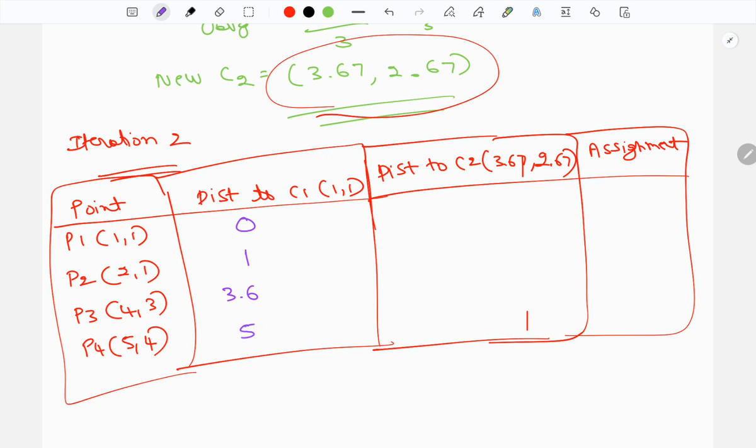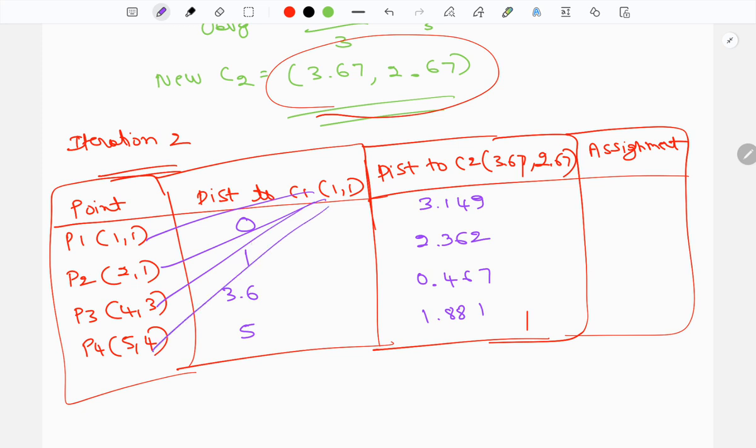Similarly, what we have is 3.149, 2.362, this is 0.467, this is 1.881. These values are all computed as the distance between these various points. That is how we compute this one with this one, similar to what we did in iteration 1.